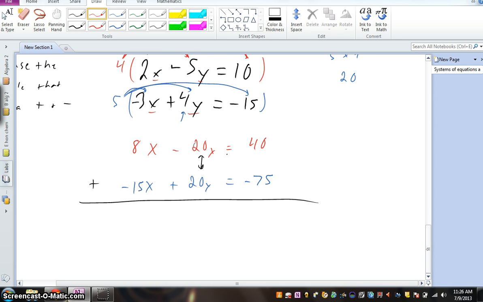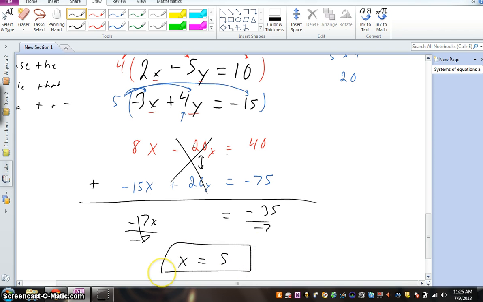Okay. Because now notice when we add these together, I'll write in black this time. We're going to get negative 7x. These two are going to cancel out. Again, the whole point of the entire thing is to cancel one of them out. And 40 minus 75 is going to be negative 35. All right, and we all know how to divide by negative 7 on both sides, which gives us x equals positive 5. Okay? So, not too bad.